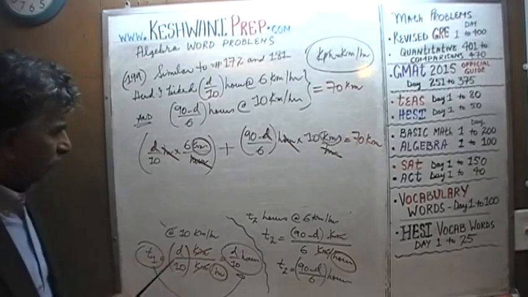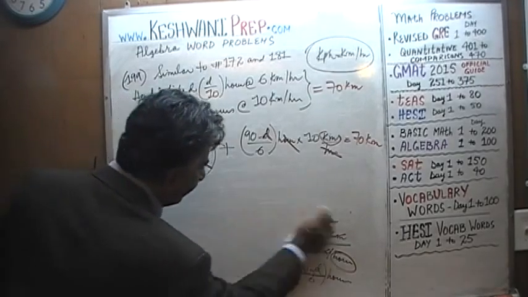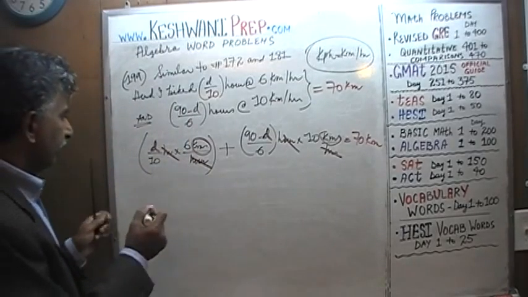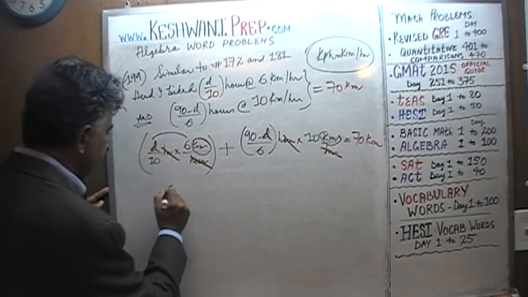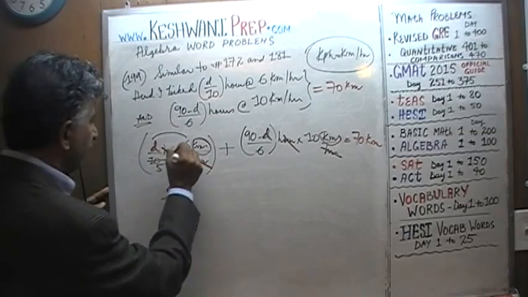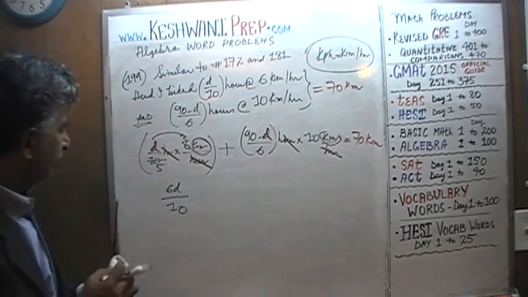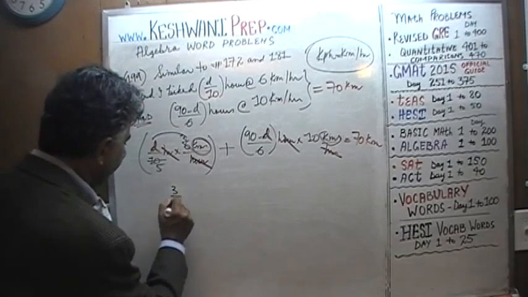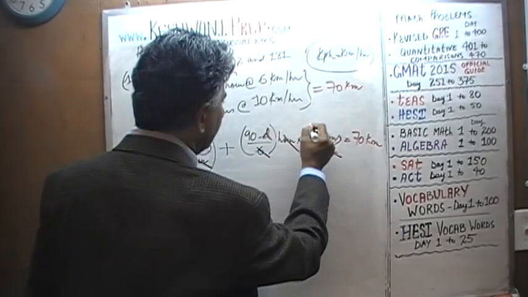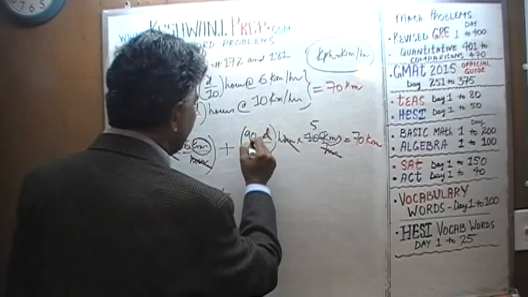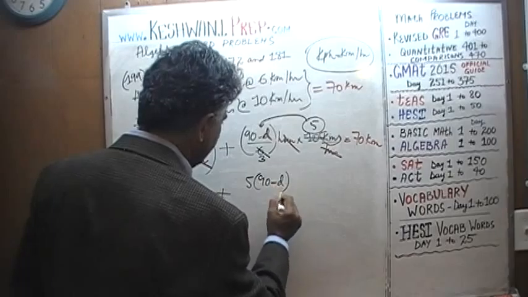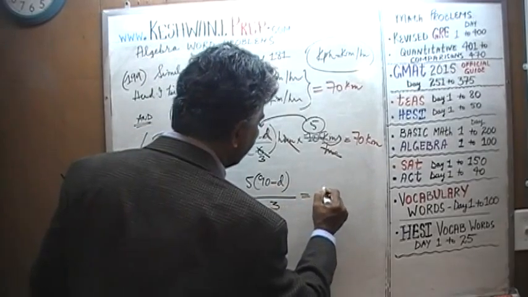So let's do it, shall we? I'm going to erase all of this. It's getting too crowded, it's getting too silly. Let's rewrite this equation without the units. So we're going to have 6 times D over 10. Let's make this 5 and make this 3. So it's 3/5 D plus, and here again 6 is going to cancel out with 10. We're going to end up with a 5 and a 3. So we end up with 5 times this quantity, 90 minus D over 3, equals 70.